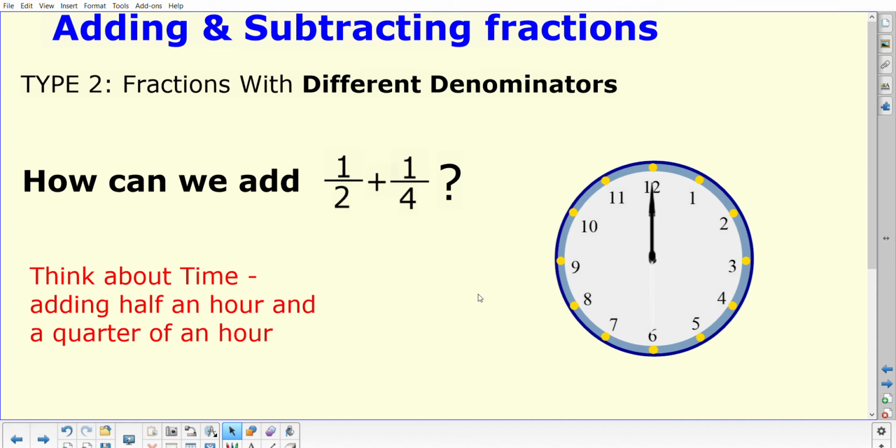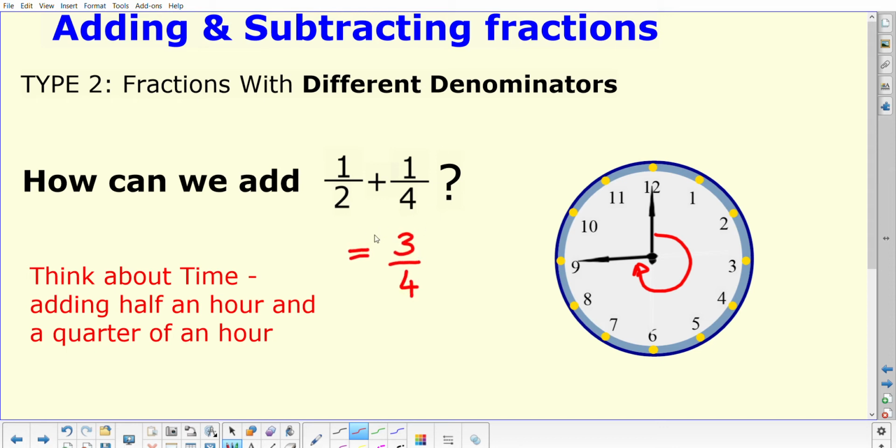For example, how could we add a half plus a quarter? If you think about a clock face when you're doing this, so for a half, that would be half an hour. If you then add on a quarter of the clock face, that would take you round to there. So hopefully you can see that by adding a half plus a quarter, that amount of time there, we would actually say that's equal to 3/4.